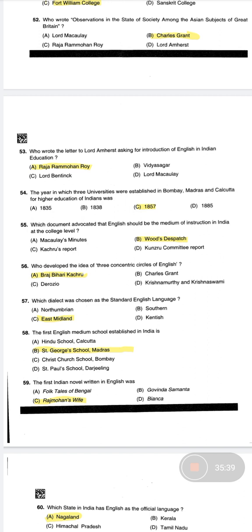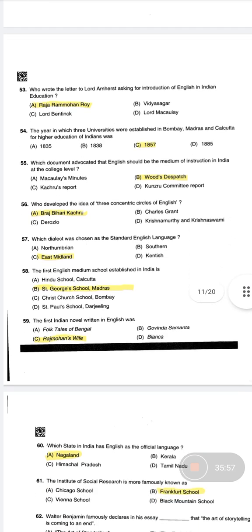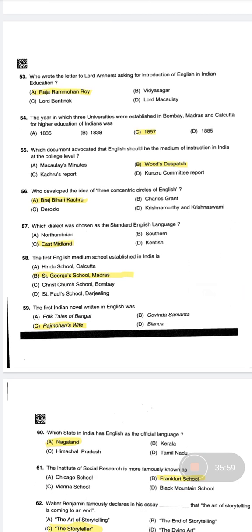In NET Paper 1 it has come many times, in English literature it has come many times, in SET also. This question is repeated many times. The right answer is Raja Ram Mohan Roy has written the letter to Lord Amherst asking for introduction of English in India for the purpose of education. Okay. Question number 54. It is also very important for Paper 1 and Paper 2, both the papers.